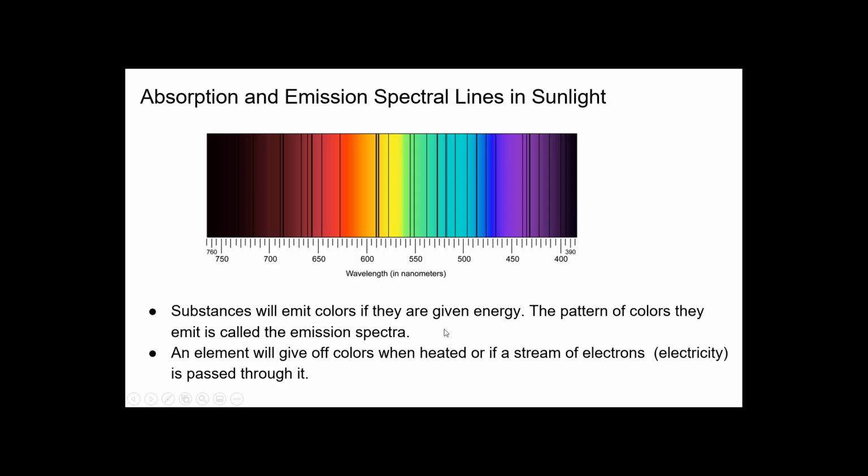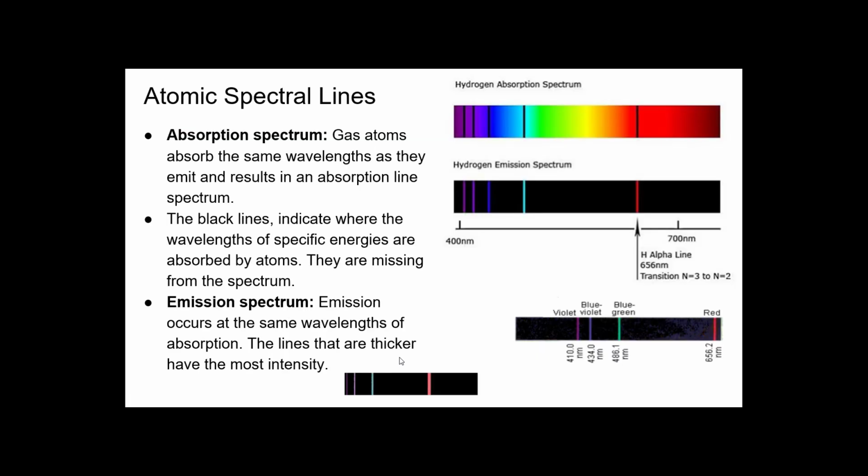Substances will emit colors if they are given energy. The patterns of colors they emit is called the emission spectra. This is an absorption spectra, and I can tell you because of the black lines. An element will give off colors when heated, or a stream of electrons is passed through. That's where neon lights come from, if you've ever seen neon lights. Okay, so atomic spectral lines. This is an absorption spectrum. This is an emission spectrum, and these are both hydrogen.